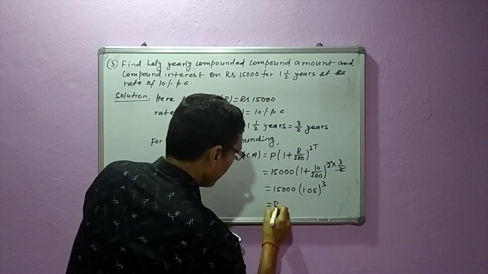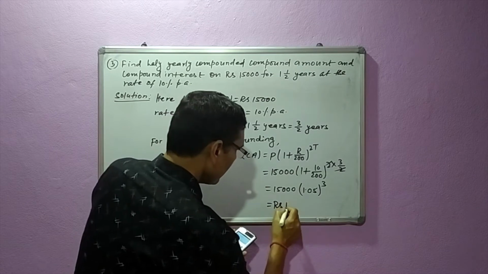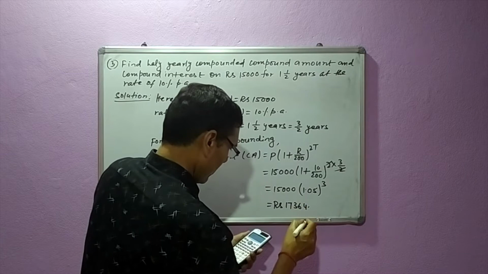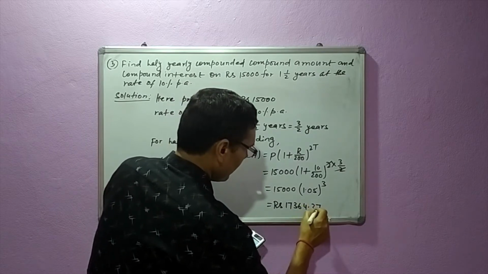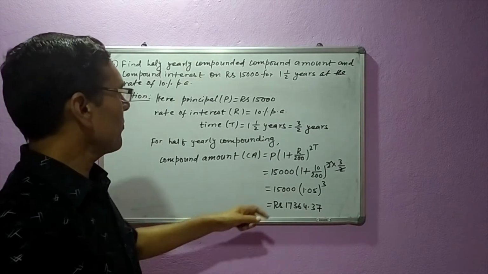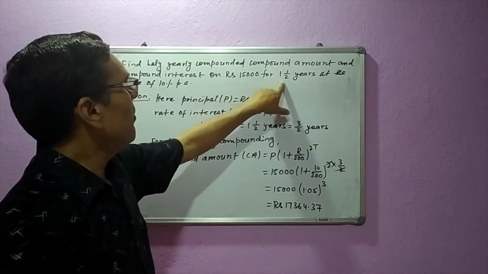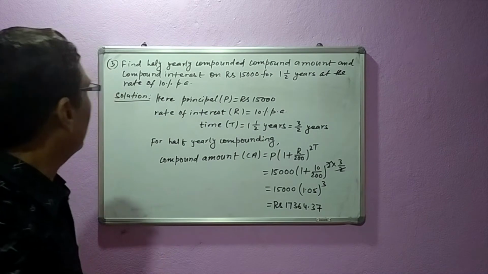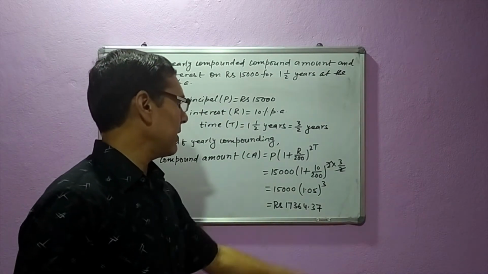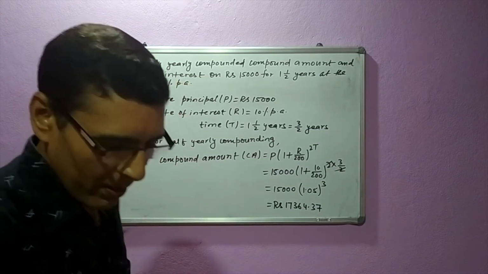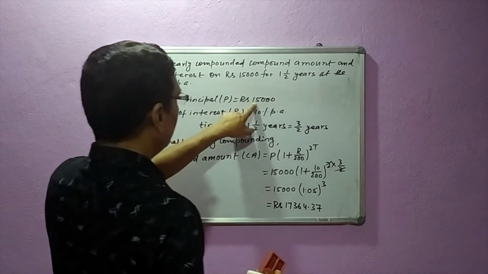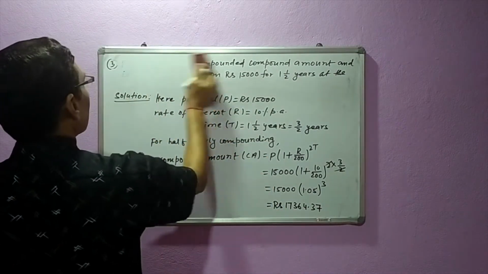So from here we get 17,364.37. So the amount on rupees 15,000 for 1.5 years at the rate of 10% per annum, the compound amount, is rupees 17,364.37. Now we can find the interest as we have the principal and amount.